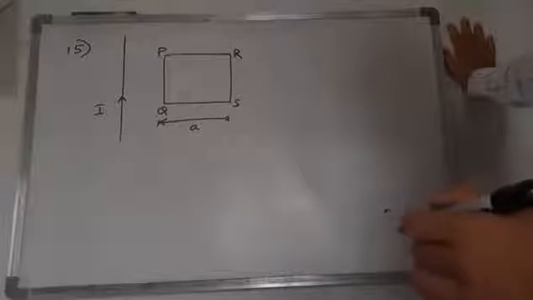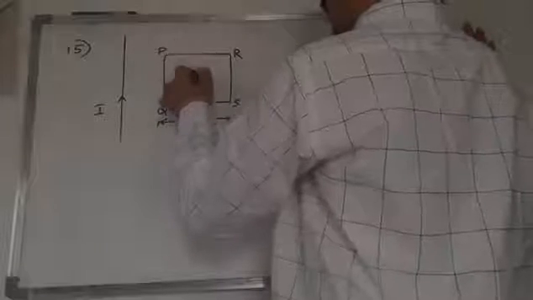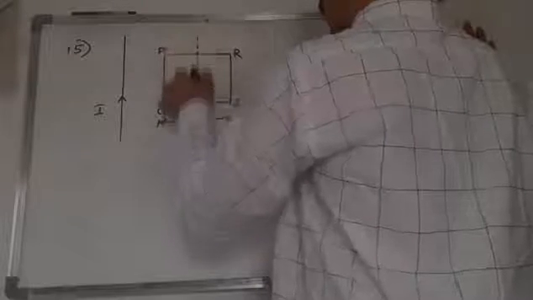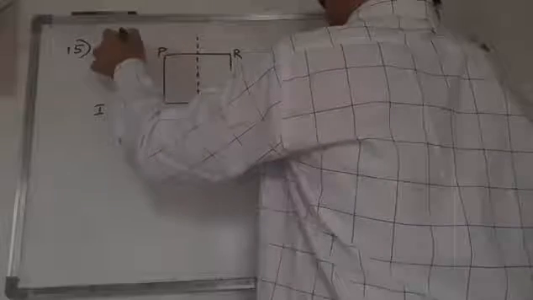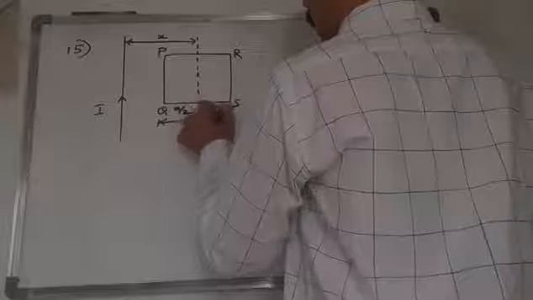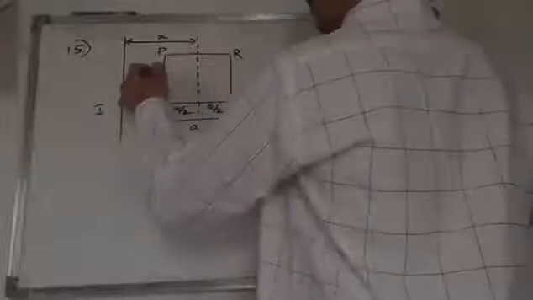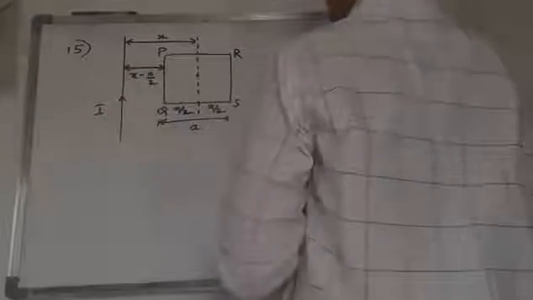Okay. Now what he is saying is, this is the center of this square, and the distance between this center and this current carrying conductor is x. This distance is a by 2, a by 2. Now I want the distance between PQ and the current carrying conductor. It will be x minus a by 2.